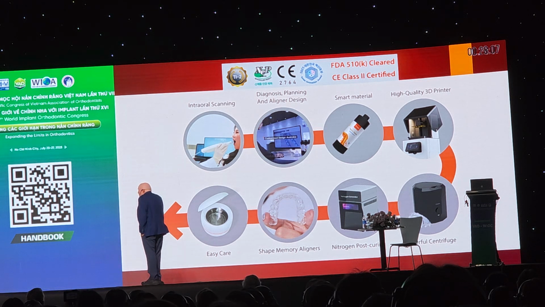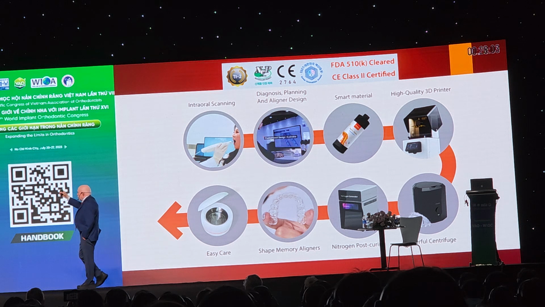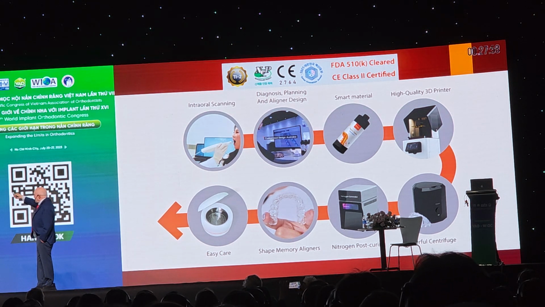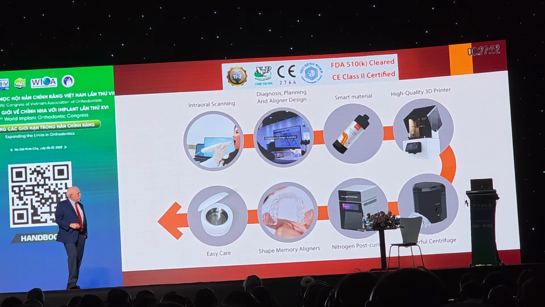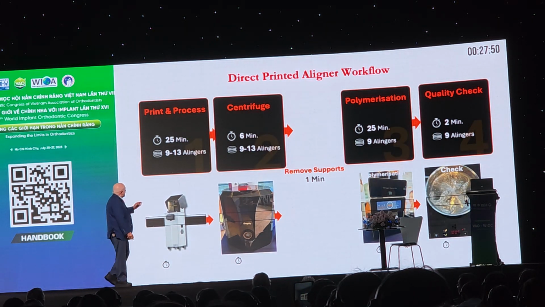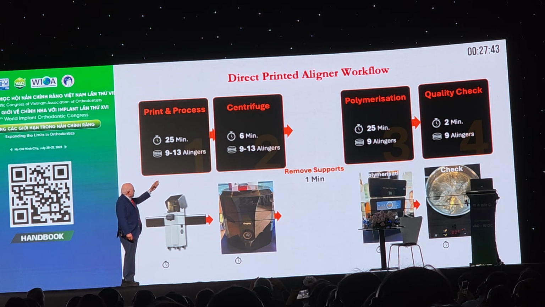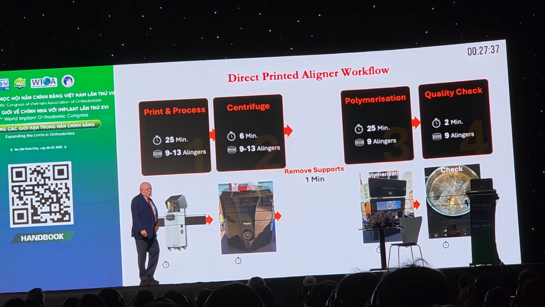So my job here is not to talk about how you're going to do it, but take a look at it. You're going to do a scan, treatment plan, 3D printer, and then it goes into centrifuge, post-curing, ready. The total is going to be about 1 hour. Take a look at this, direct printed. 25 minutes is printing process, 6 minutes is centrifuge, 25 minutes is polymerization, 2 minutes quality check, delivered to the patient.